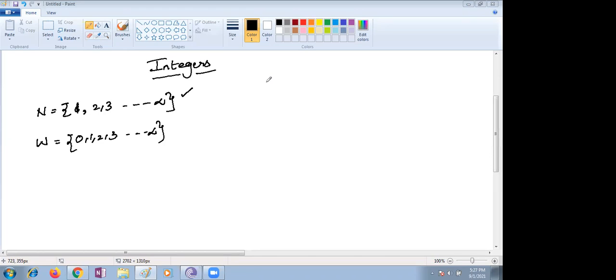A little later, they introduced the negative numbers, positive numbers, and whole numbers together. We call it integers. Now you understand, children, why integers are needed?